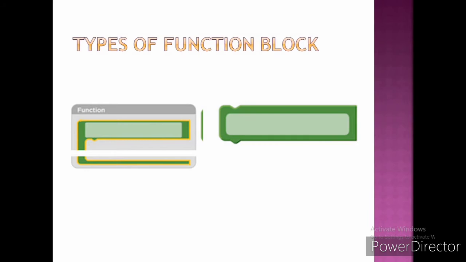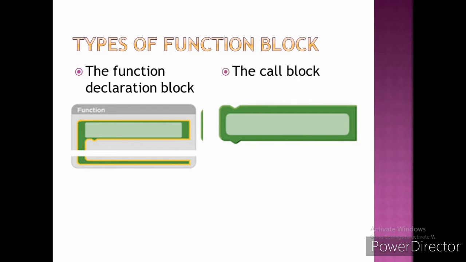We have types of function block. There are two types of function block. We have the function declaration block and the function call block. Now, these two types of function block that we have seen here are not named. If you look at these two blocks, there's no name written inside. It means that they need to be declared first before they are called.